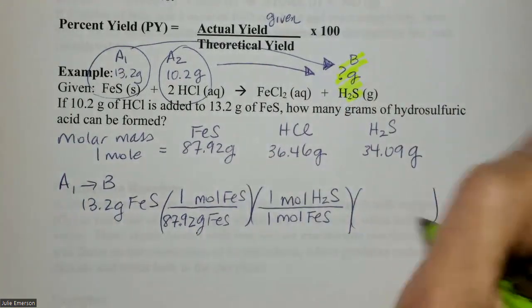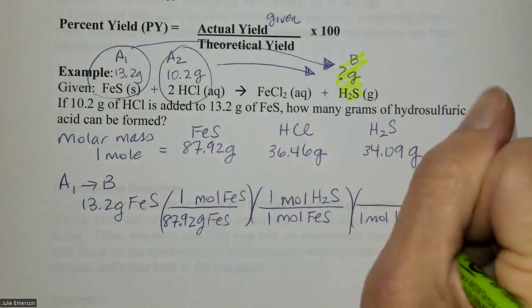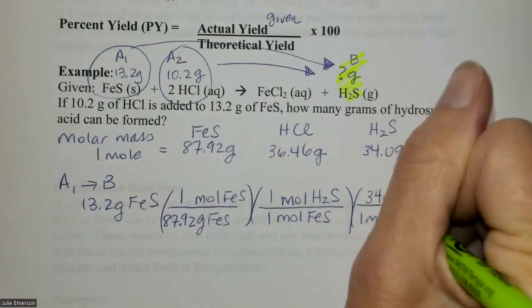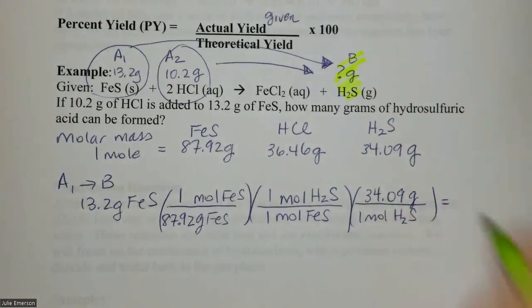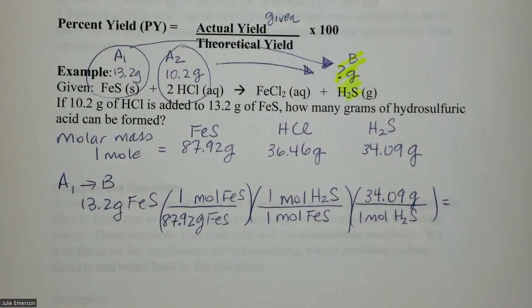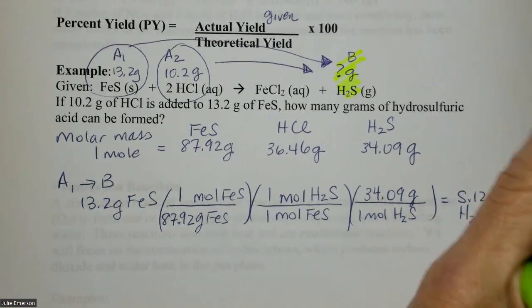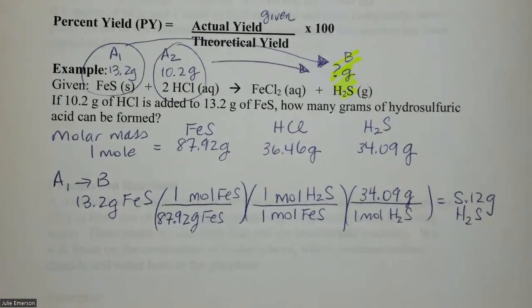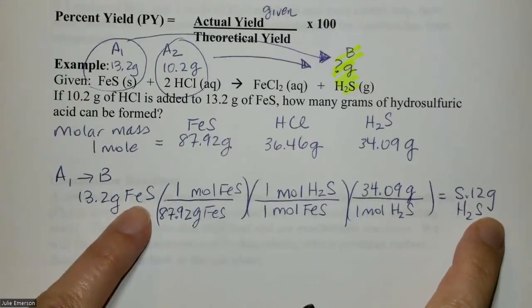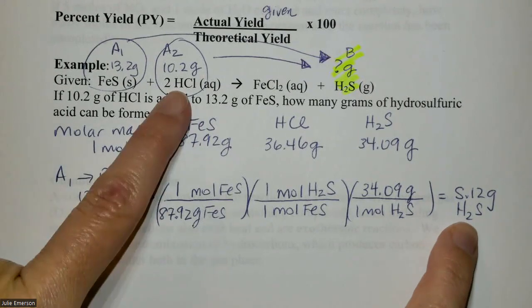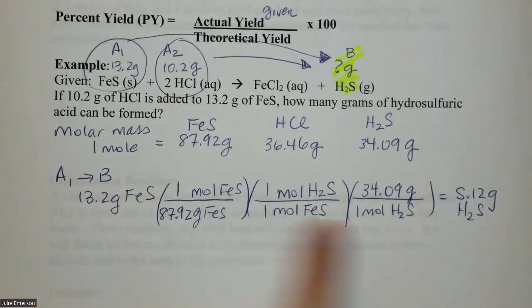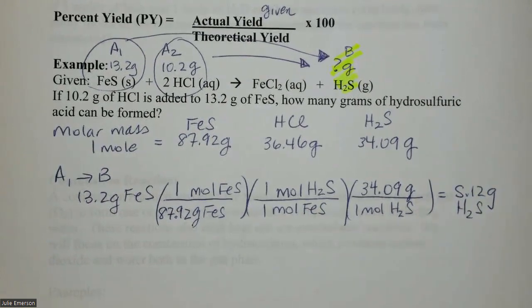One more setup here. For 1 mole of H2S, we're going to make 34.09 grams because that's the molar mass. So 13.2 divided by 87.92 times 34.09, I get 5.12 grams of H2S. Now remember that sulfur is coming from the FeS, but the hydrogen's coming from the other reactant, and that's not part of this calculation. So I don't really know for sure if that's right.